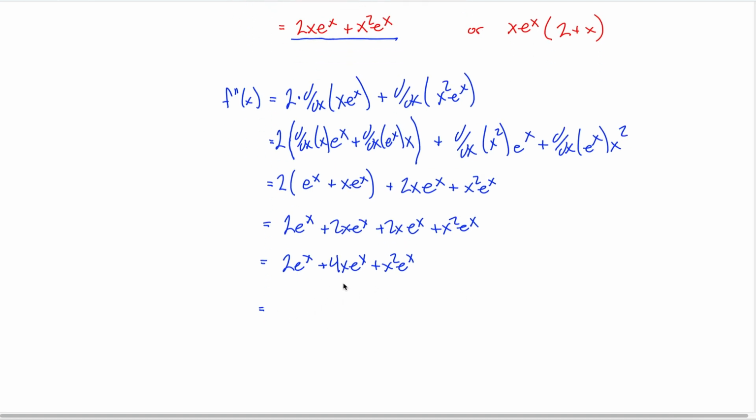However, it's not the only way you could leave your final answer. You could also recognize that each of the 3 terms has an e to the x in them. So you could factor out that e to the x and get 2 plus 4x plus x squared.